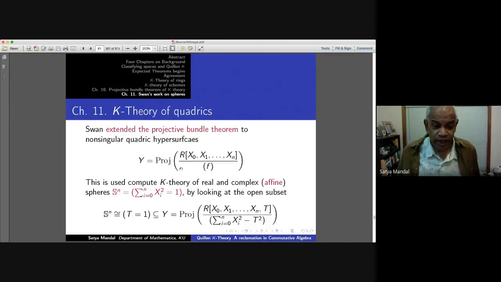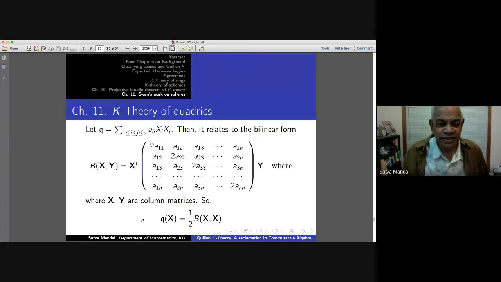And you know, the affine sphere is the same as the open subset in this Proj. In this Proj, you write summation xi square minus t square. In this, you substitute t not equal to 0. That's your sphere. So if you have an open subspace, you have the closed subset, and you can write down the long exact sequence. Let me quickly go through this.